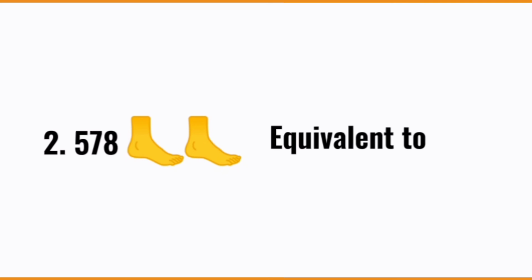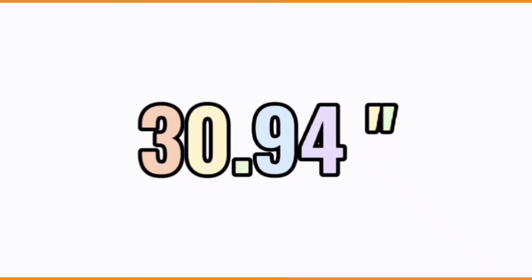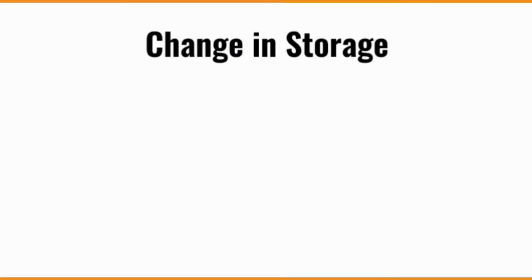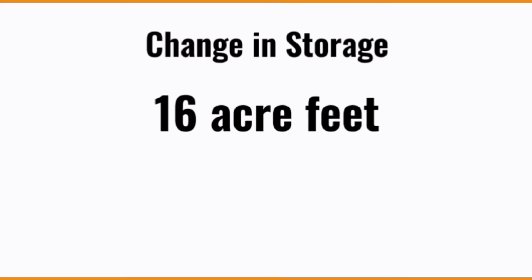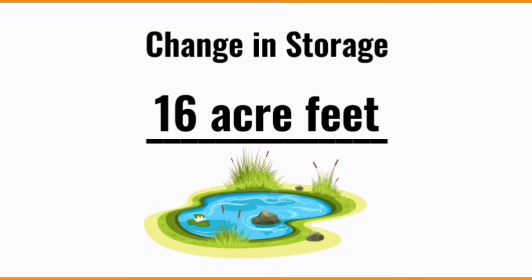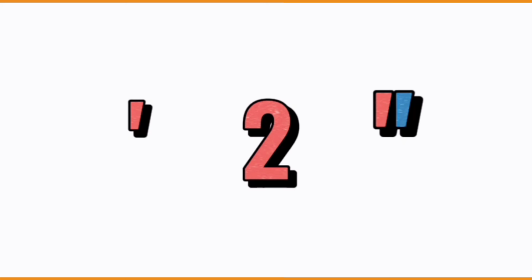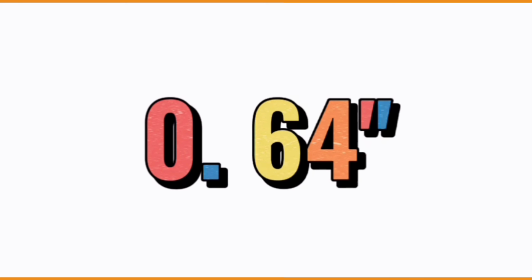The same formula will be used on the outflow, and we will get 2.578 feet, which is equivalent to 30.94 inches. We will then convert the change in storage, which is 16 acre-feet, divided by the area of the pond, and then converted from feet to inches, and we get the value 0.64 inches.